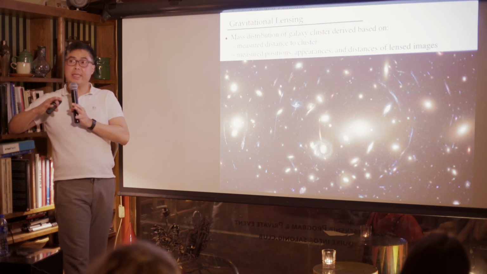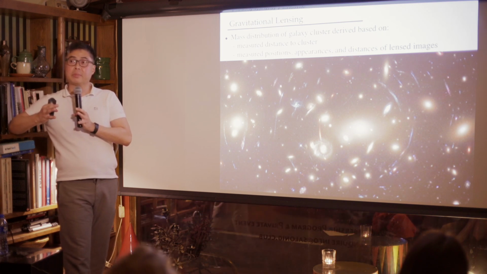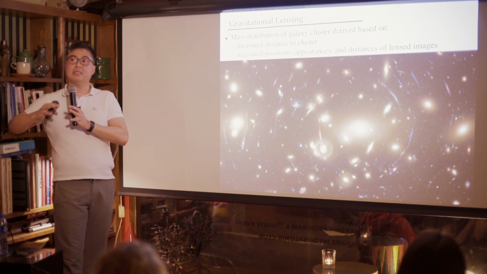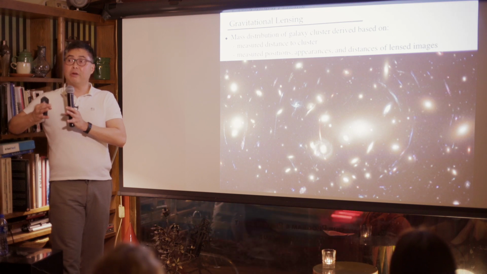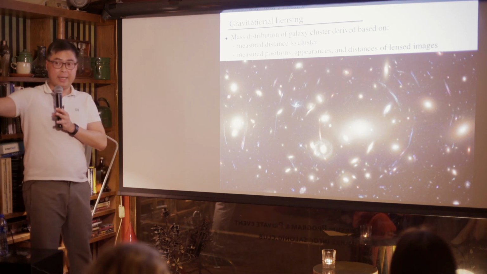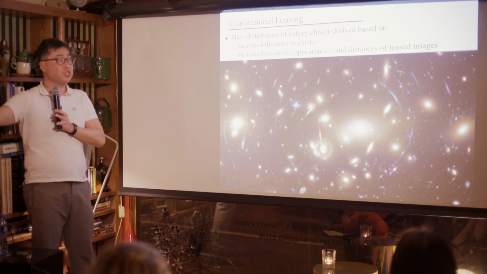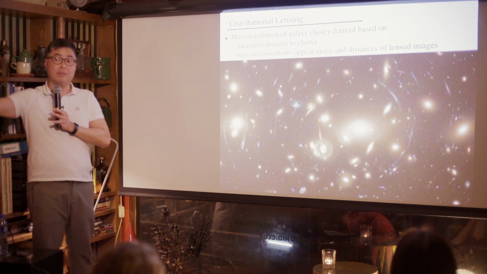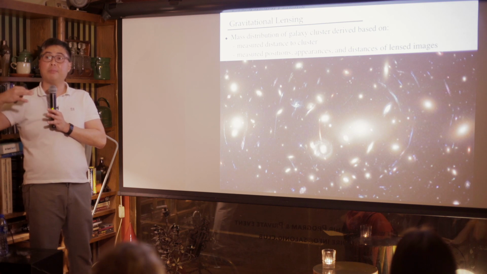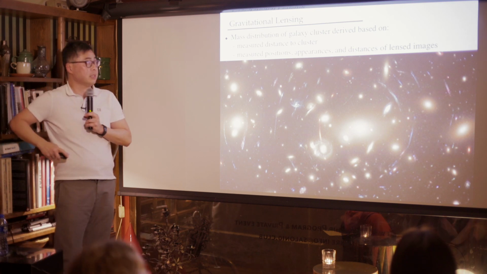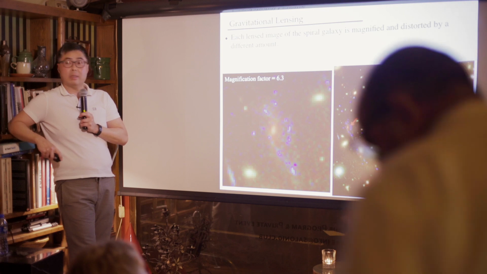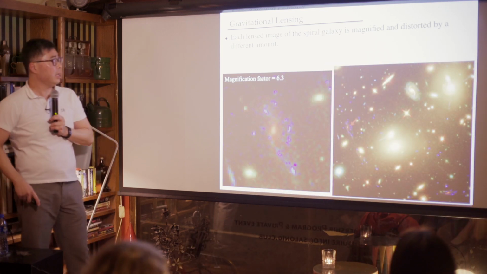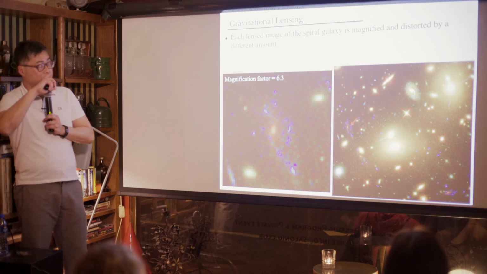Now, to infer the mass distribution, we just invert the problem. Remember, the appearance of lensed galaxies depends on the shape of the lens. Conversely, if we know the positions, the appearances and the distances of the lensed images, we can then invert the problem to figure out the mass distribution of the clusters. So that's what we do. I'm not going to show you how we do this in practice. I'm just going to show you some results. This is work from one of my previous graduate students.